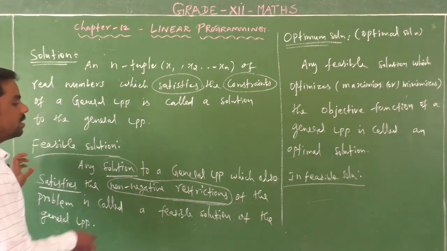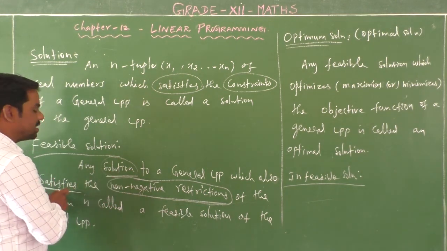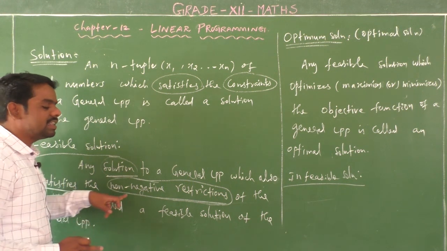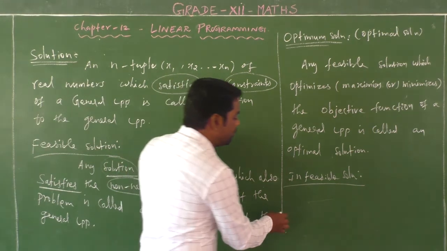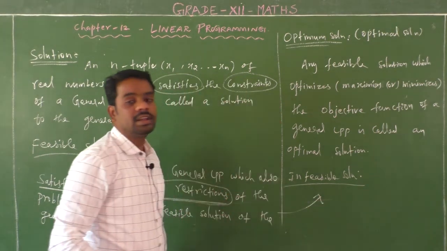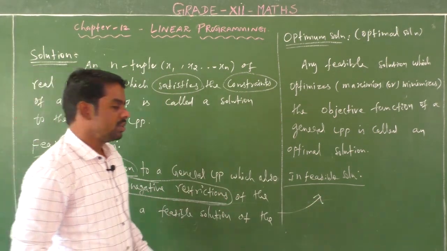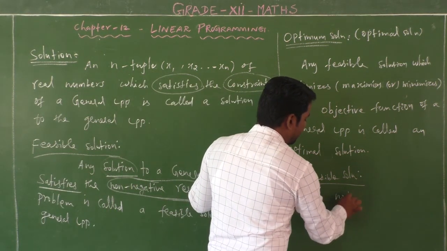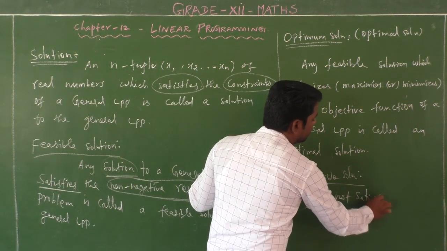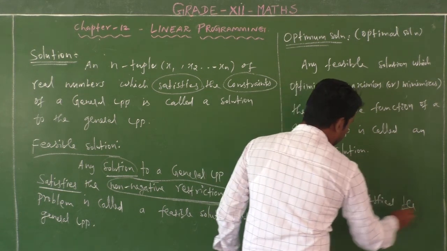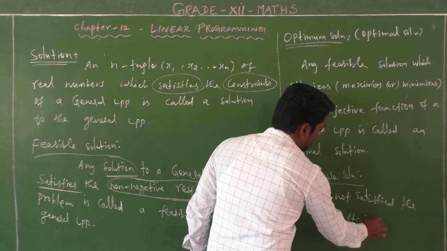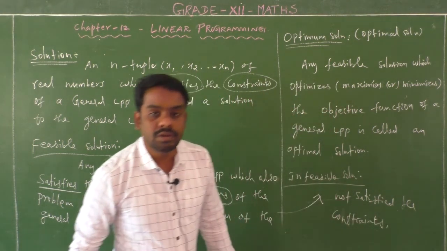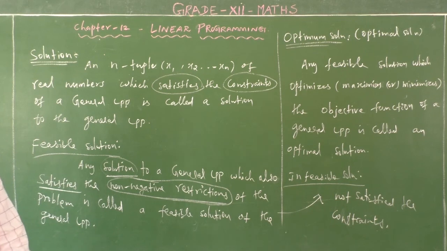Suppose the solution to a general LPP does not satisfy the non-negative restrictions or constraints, that is called an infeasible solution. The given solution is not satisfying the constraints or non-negative restrictions, so it is called an infeasible solution. Okay, right. Next, optimum solution or optimal solution.